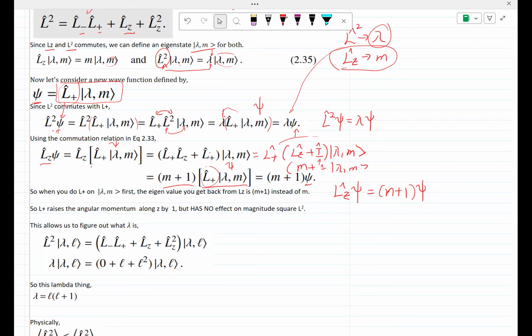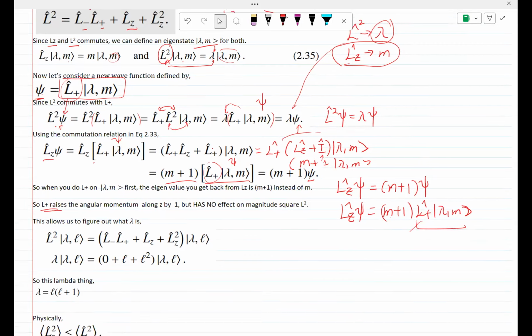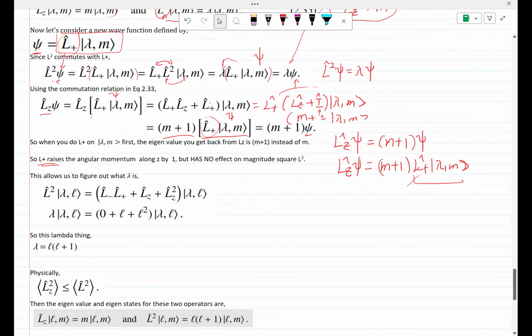Now we can start to think, this is the reason why this is called a raising and lowering operator. Remember psi M plus 1 is the eigenstate after applying the L plus operator. So instead of giving you an M, it gives you an M plus 1. It increased the M value by 1.